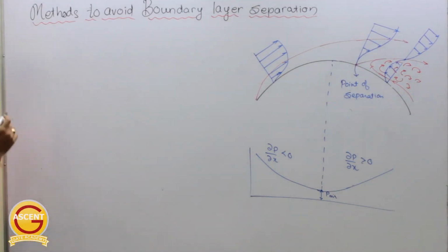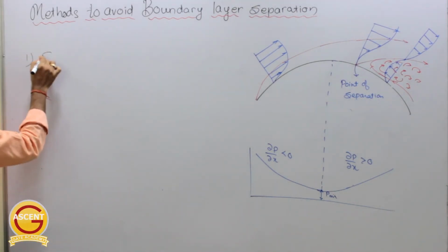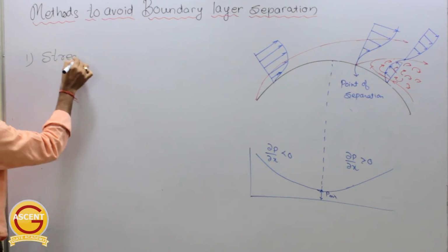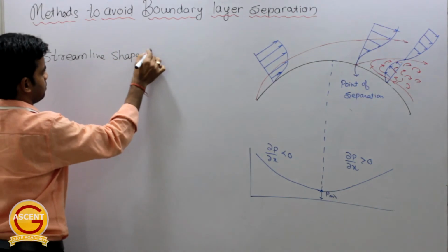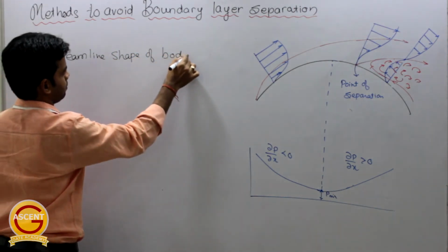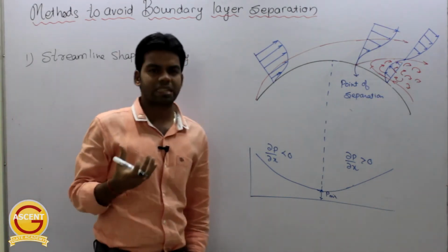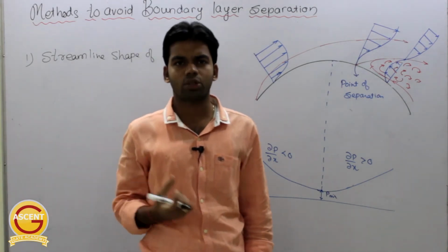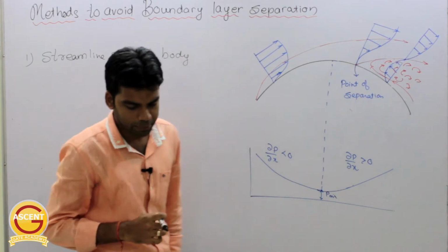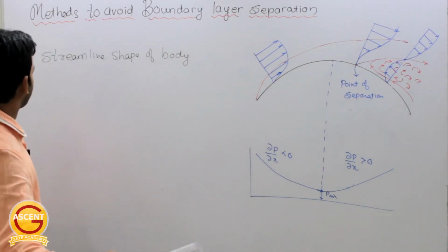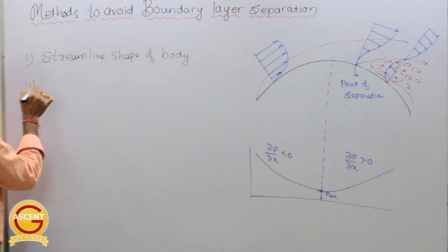So the very first method is the streamlined shape of the body. Okay, if a body is given proper streamline shape by changing the radius of curvature, then up to a certain level we can avoid the boundary layer separation. Okay, the second point is that of the suction.